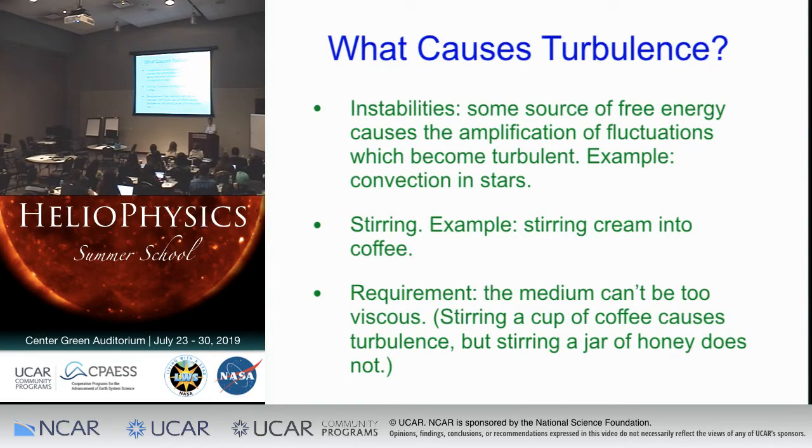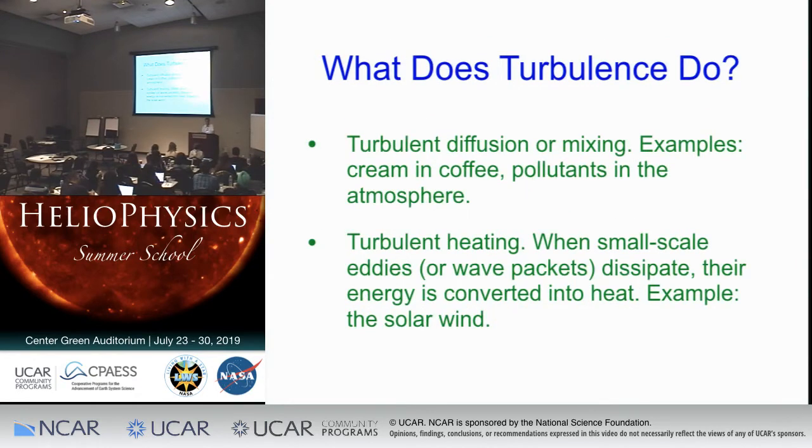If you stir a cup of coffee, you can stir your cream into your coffee and the mixing looks turbulent and the mixing works fine. If you stir a jar of honey, you don't get the same effect because there's too much viscosity, or paint, and it's not going to work as well. What does it do? All right, so turbulence does a few things, as I was just alluding to with cream and coffee. It can mix something which is dissolved in your fluid. It can mix it together.